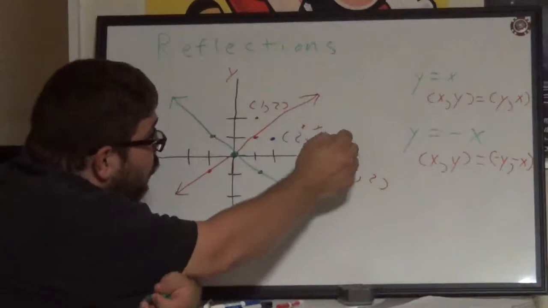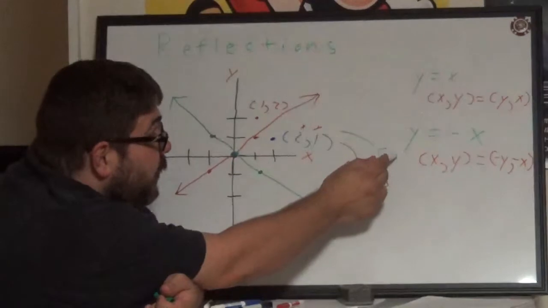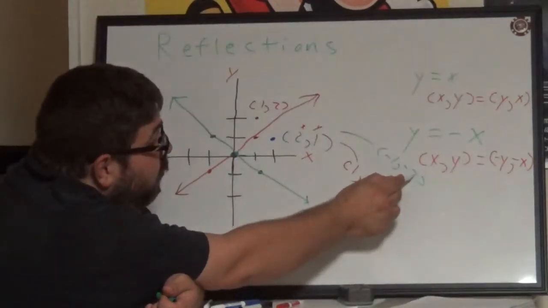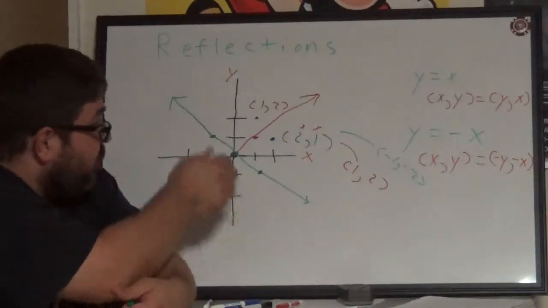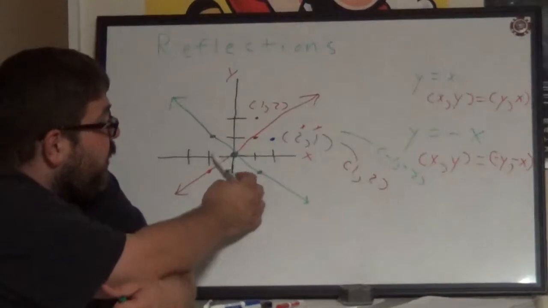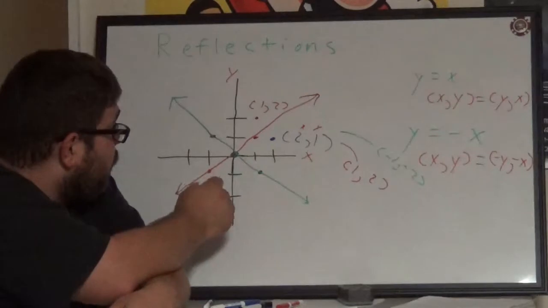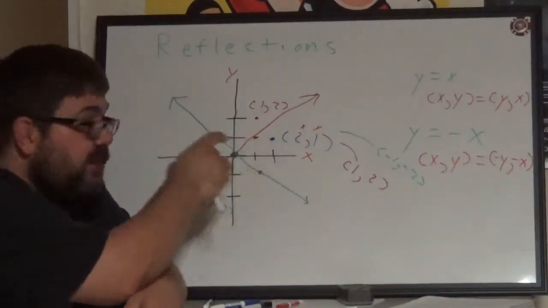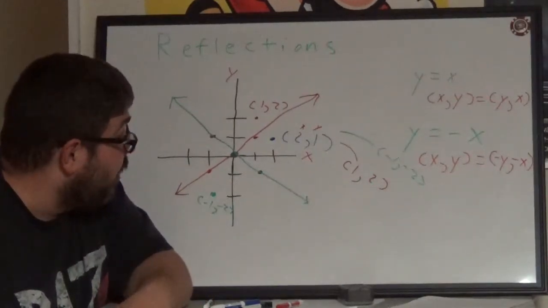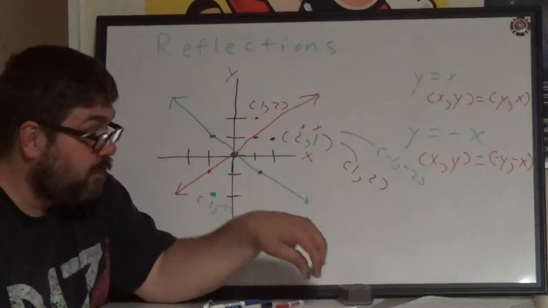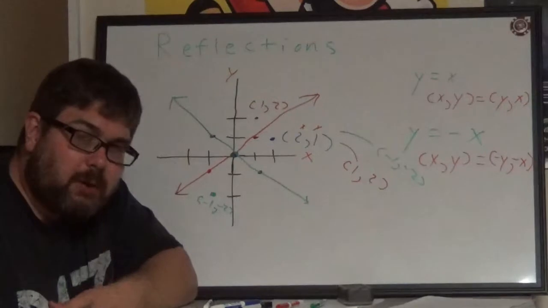So the rule now tells us that instead of doing 1, 2, we do negative 1, negative 2. So I'm going to plot that point on the coordinate plane. I go negative 1, negative 2. And you can see that it should be equidistant, meaning equal distances from that line on both sides. And that's the rule. It's a very easy rule once you memorize it.